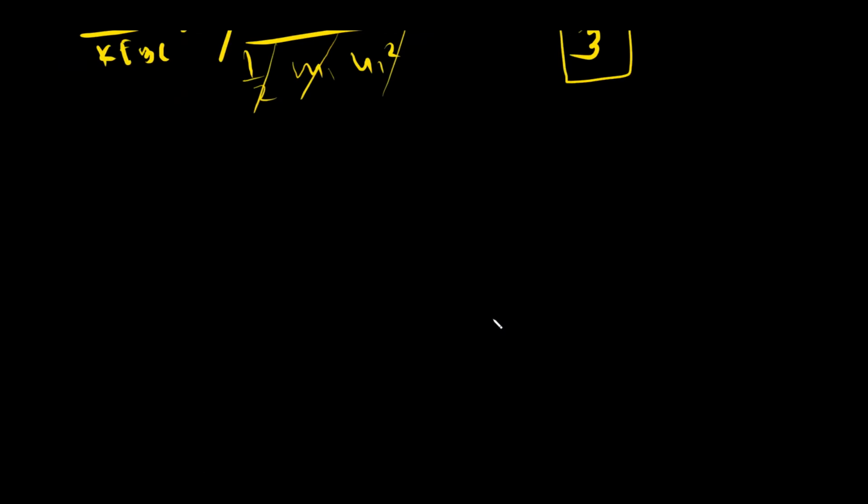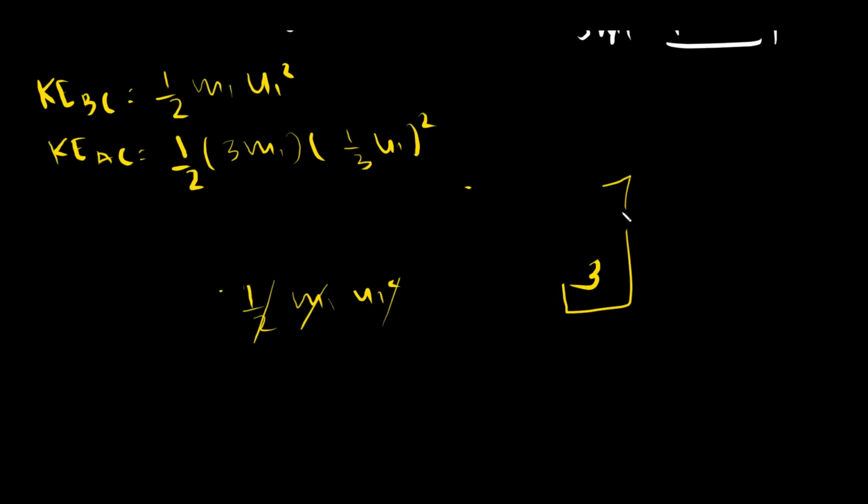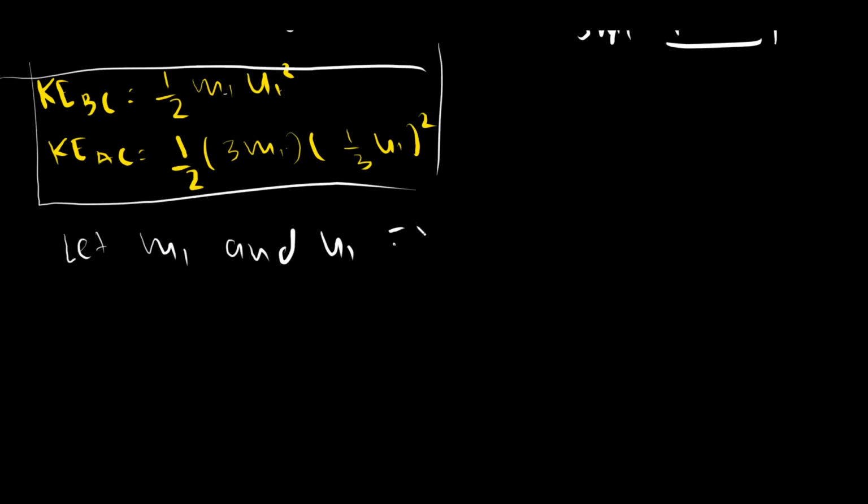Now, if, for example, you didn't think of dividing or you get confused when canceling, you can just assume a value. Since you already know the formula, the only unknowns are m1 and u1, so just assume. Let's say m1 and u1 are equal to 1.